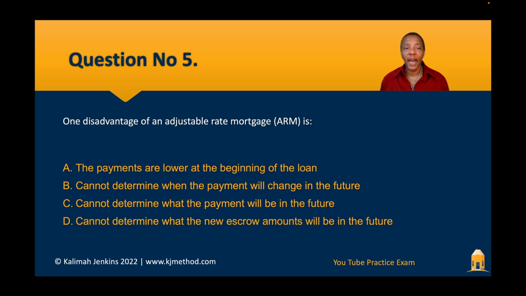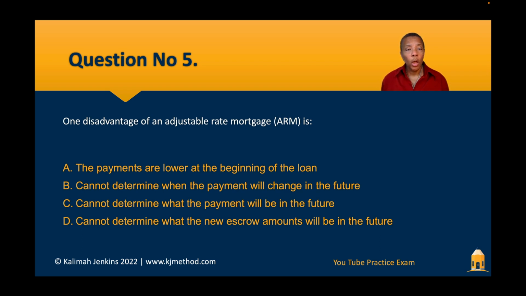So let's look at A. The payments are lower at the beginning of the loan, right? The answer to this one is going to be C. That is true because generally with an adjustable rate mortgage, the interest rate is lower at the beginning. And so your payments are going to be lower.